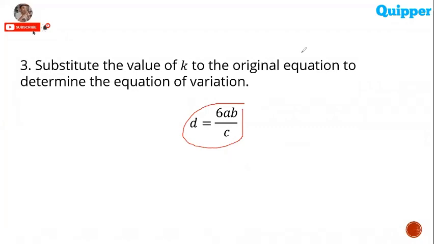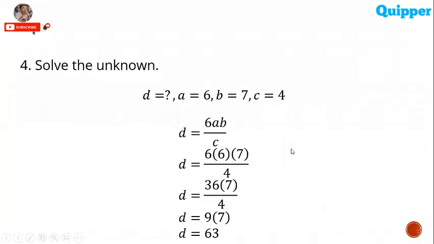Take note that we have another problem. After finding the equation of variation, our next goal is to find the value of d given the values of a, b, and c, which are 6, 7, and 4 respectively. Substitute now the values. 6 for a, 7 for b, and 4 for c. 6 times 7, and then times 6, then divided by 4. 6 times 6, 36 times 7, then divide by 4.